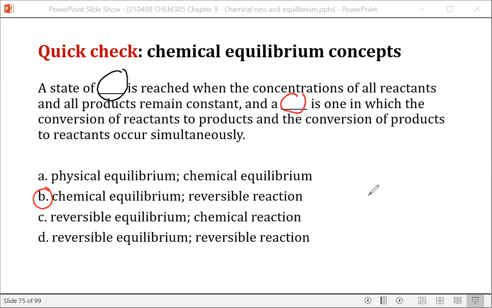And then for our second blank, a blank is one in which the conversion of reactants to products and products to reactants occurs simultaneously. This is a reversible reaction. So that also makes sense there. So the answer is B. A state of chemical equilibrium is reached when the concentrations of all reactants and all products remain constant. And a reversible reaction is one in which the conversion of reactants to products and the conversion of products to reactants occurs simultaneously.